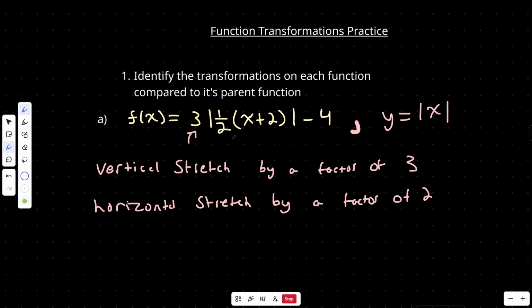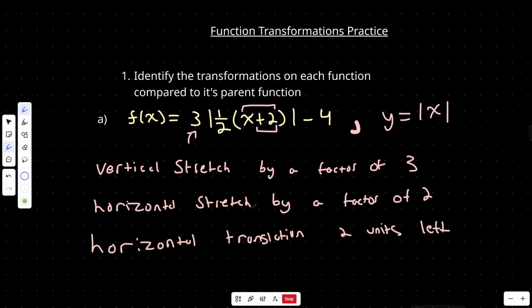So let's move on to translations now. What I'm seeing here is this inside the x is going to tell us how far left we're going. Because there's a plus here, that means we're going to go 2 units to the left. So we can say, remember, it's a horizontal translation because it's inside the x, horizontal translation 2 units left, because we're going 2 units to the left here.